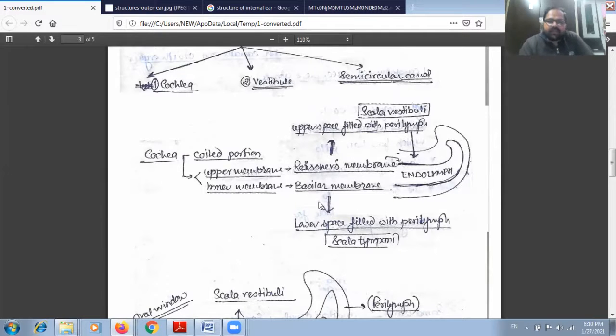And this basilar membrane is a very important membrane, because it has a very important structure which is called the organ of Corti. And we can see here that this organ of Corti is the main structure which receives the sound or voice. And again, we can see here, the upper portion is called scala vestibuli, and the lower portion where the perilymph is filled is called scala tympani.